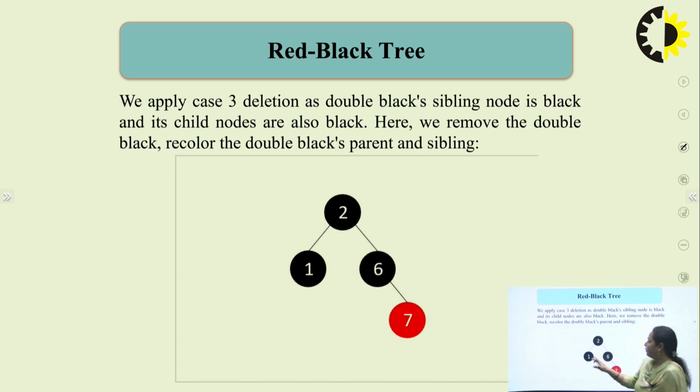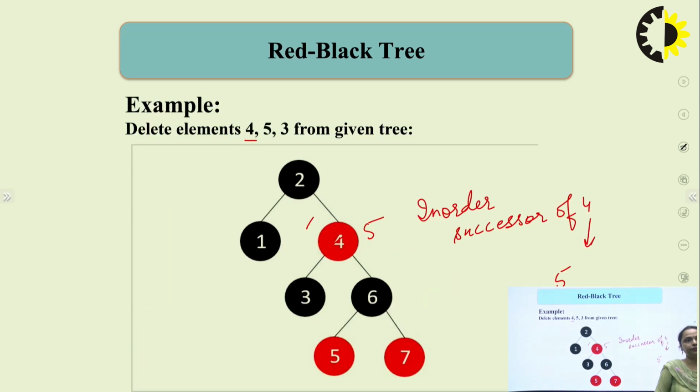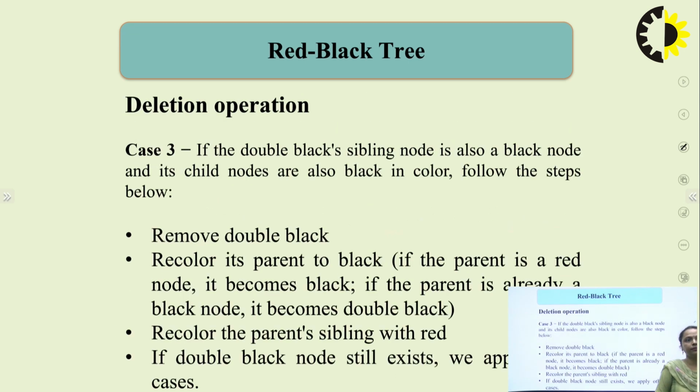So here we will apply case 3. What is case 3? If the double black's sibling node is also a black node and its child nodes are also black in color, then remove the double black, recolor its parent to black, recolor the parent's sibling to red.